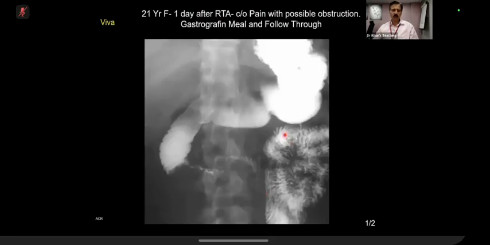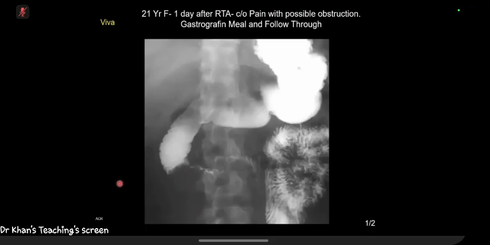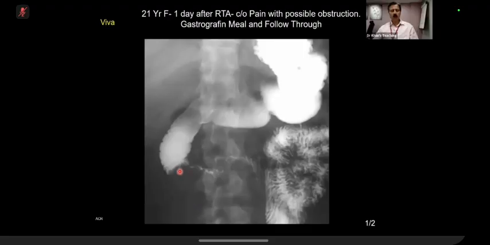This is your last case. This patient is a 21-year-old female, one day after road traffic accident, and so a gastrographin meal and follow-through was done. What is happening here? Over to you. Okay, so in the second and third part of the duodenum, there appears to be a narrowing of the lumen, where we can see only a faint line of contrast passing from the proximal duodenum into the jejunum. How do you explain this finding?